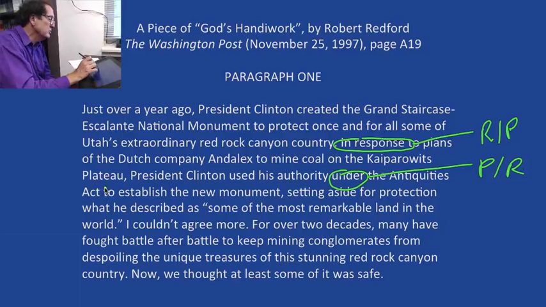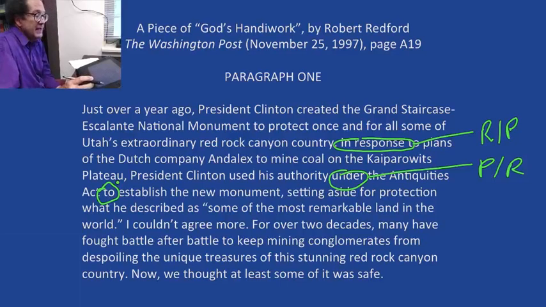And the word to also indicates that what comes after it is establishing the new monument. That's what he was trying to do. That also is an argument that explains why he did it. He had the authority, but you don't always exercise your authority, right? And so the point of exercising the authority, the reason why he exercised his authority, was to establish the new monument.